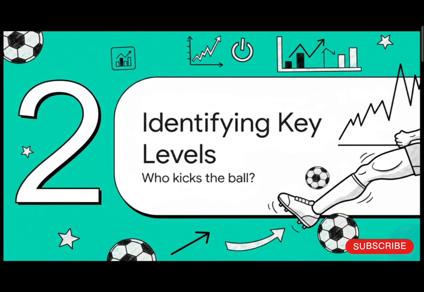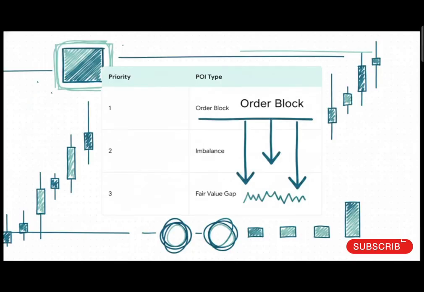Which brings us to Section 2, identifying key levels. So while there are a ton of points of interest out there, mitigation blocks, breaker blocks, all that stuff, you absolutely have to follow a strict hierarchy. Order blocks hold the highest priority, hands down. They are your strongest players because they represent areas of massive institutional buying or selling. Right below that, you have imbalances, and then finally, fair value gaps, or FVGs. When you're scanning a chart, you've got to prioritize finding these specific levels because they have the highest probability of actually holding the line and forcefully pushing that price.